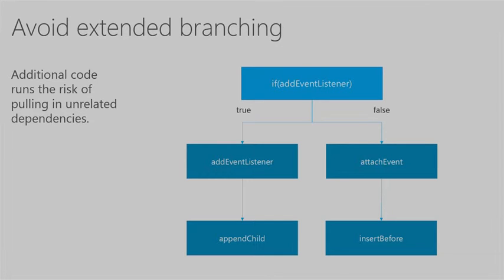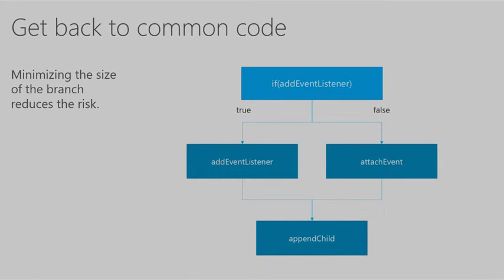For example, here we've made a decision on the event model, but we actually end up using different ways of inserting content into the page afterward. It's probably not even necessary. So if you can get back to the common code and minimize the overall size of the branch, you can reduce this type of risk. Here, I only branch for as long as I need to do the event registration, and when I go to insert something into the DOM, I get back to common code and just use appendChild.